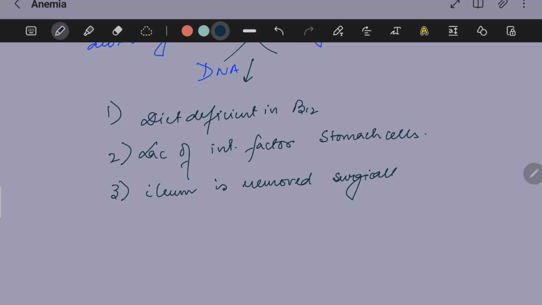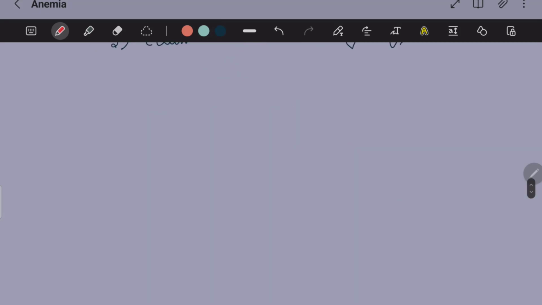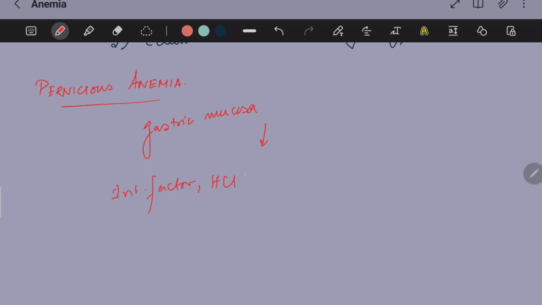Thus, vitamin B12 absorption is hampered, resulting in its decrement. Let us now talk about pernicious anemia. In case of atrophy of the gastric mucosa, all the secretion of the gastric cells will be severely depressed. Now, the intrinsic factor, the HCl, and other components of the gastric juice will be very low or absent.